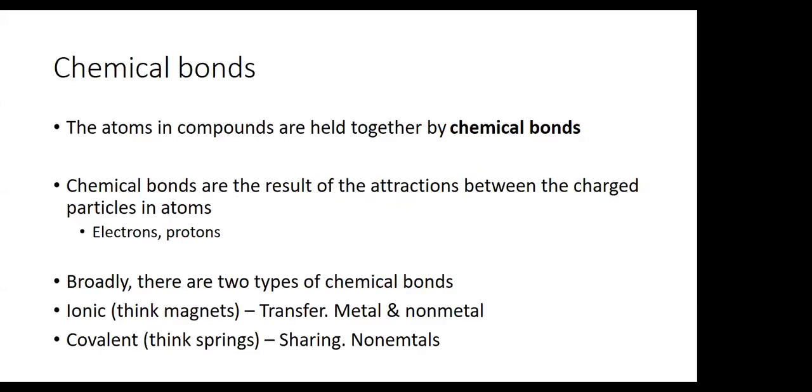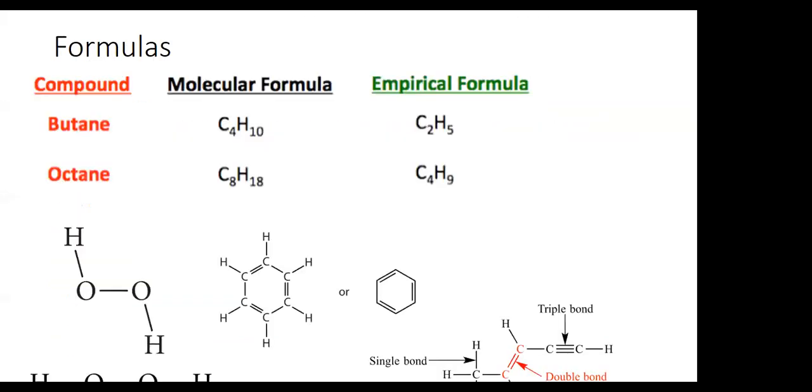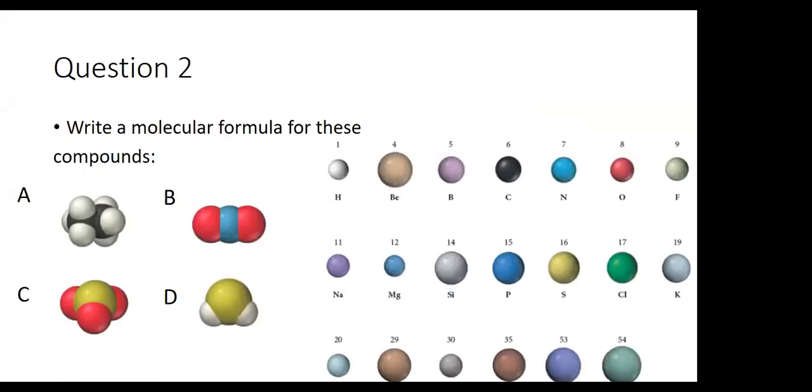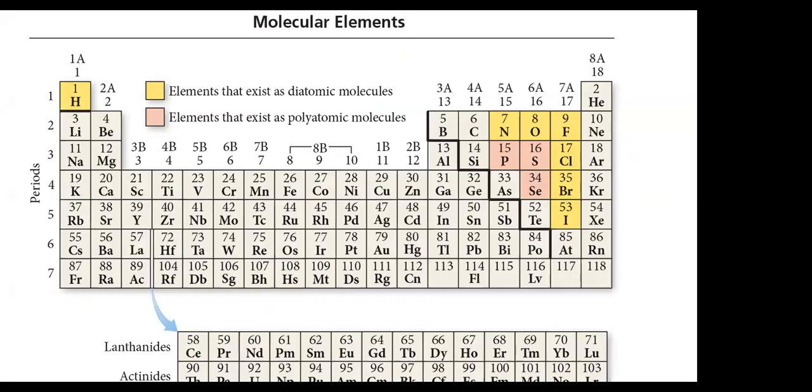So what we looked at Wednesday was chemical bonds, looking at ionic versus covalent bonds, compounds, molecular compounds, ionic compounds, classifying stuff as ionic or molecular, looking at the types of formulas, looking at how atoms are presented, and looking at polyatomic ions. So the last thing we got to talk about is when we find elements by themselves in nature, what form are they in?